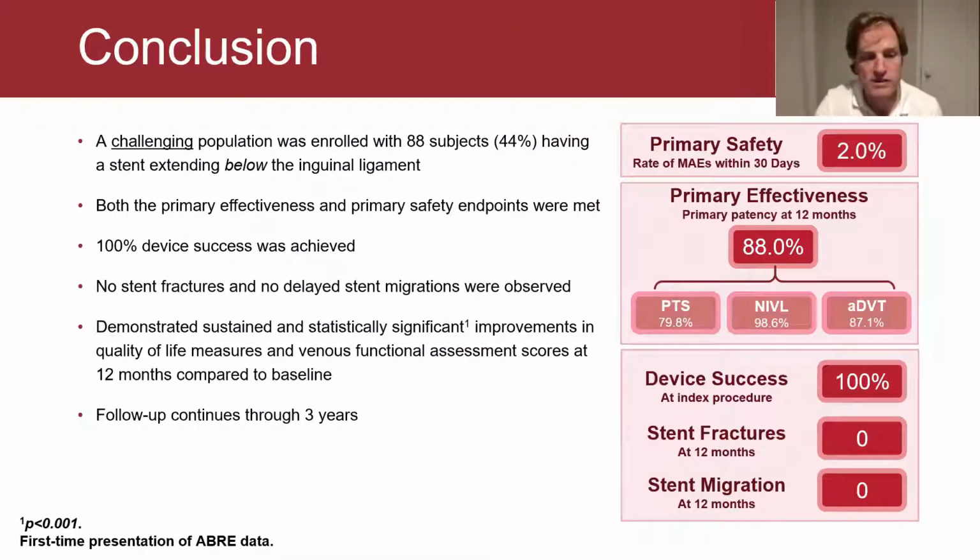So in conclusion then, the ABRE stent system treated a challenging population, enrolling a high percentage of patients with stents below the inguinal ligament. Both the primary effectiveness and primary safety endpoints were met, with no problems in deploying the device and no stent fractures or delayed stent migration observed in the 12-month follow-up.